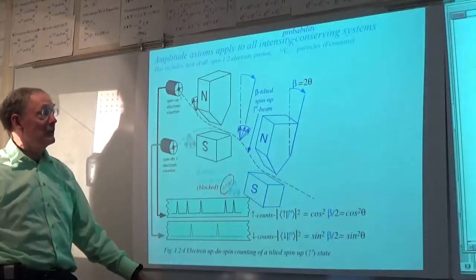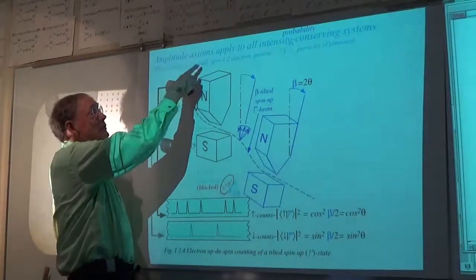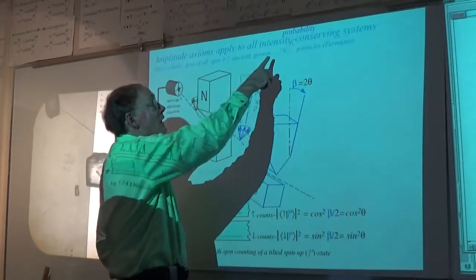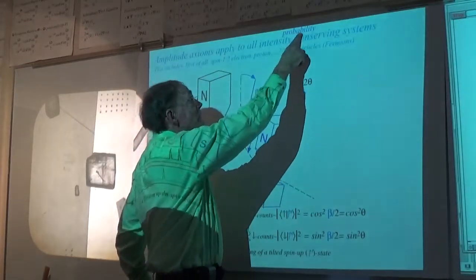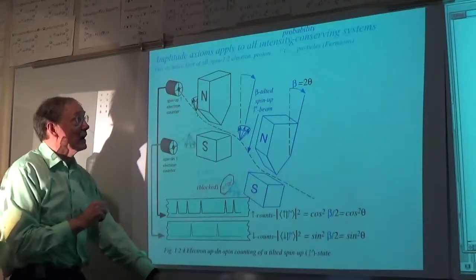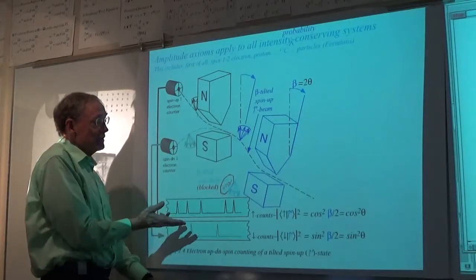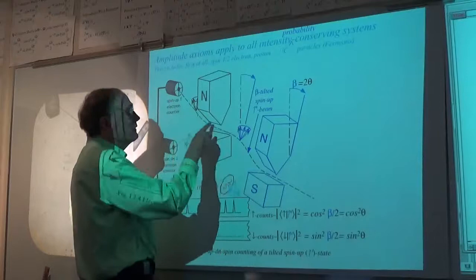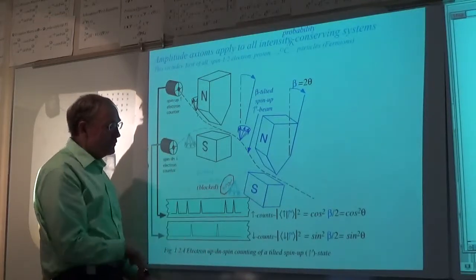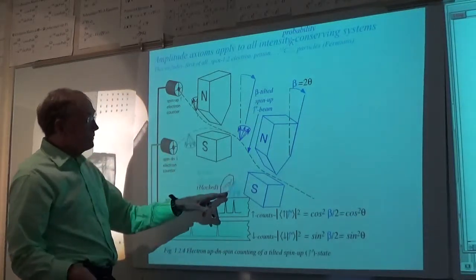Now we have to talk a little bit about that just to get started here. These amplitude axioms, 1 through 4 that we're going to do, but particularly number 1, apply to all intensity probability conserving systems. Now that's a mouthful. We're saying that when we do an analysis, nothing gets lost. Everything that comes in here can be accounted for either in X and Y polarization for the counts that we were doing before, or spin up and spin down electron polarization.